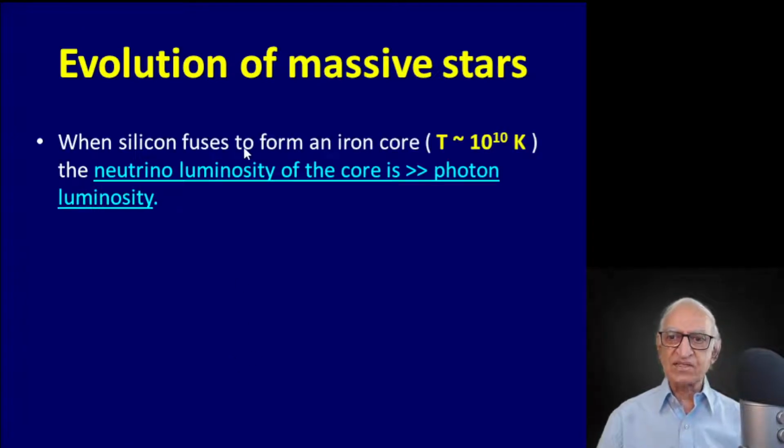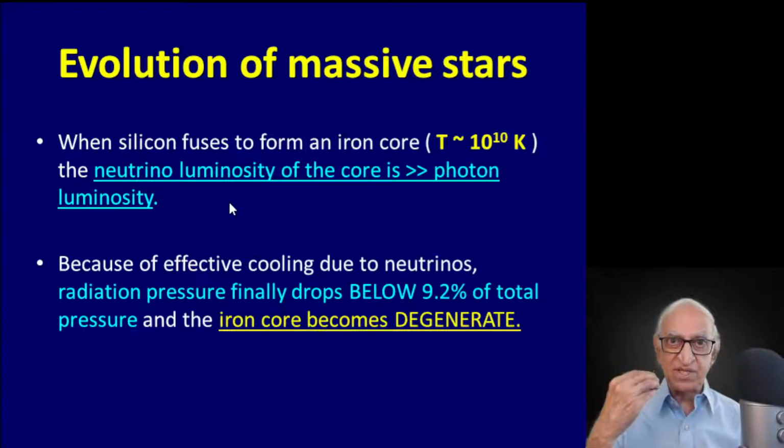Now, when silicon fuses to form an iron core, silicon will fuse at a temperature of 10^10 Kelvin, and suddenly the neutrino luminosity will become much greater than the photon luminosity. And the neutrinos escape instantly, unlike photons which have to struggle and diffuse their way out. Therefore, because of the enormous neutrino luminosity, the radiation pressure finally drops below 9.2% of the total pressure, which is the sum of gas pressure and radiation pressure, and the iron core now becomes degenerate. It now obeys Fermi-Dirac statistics.